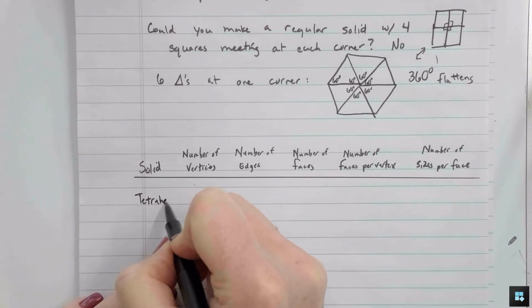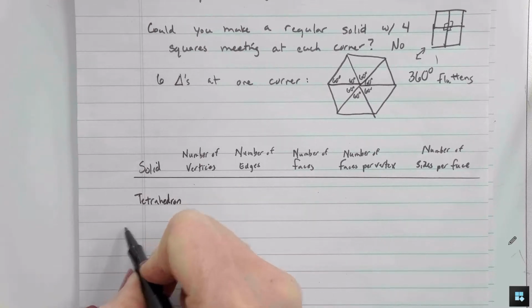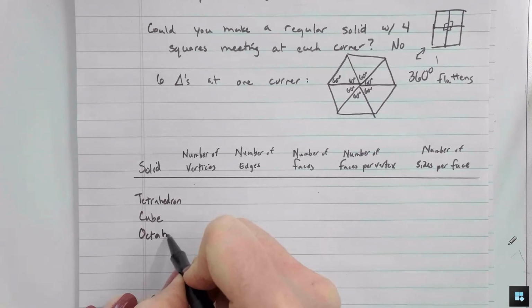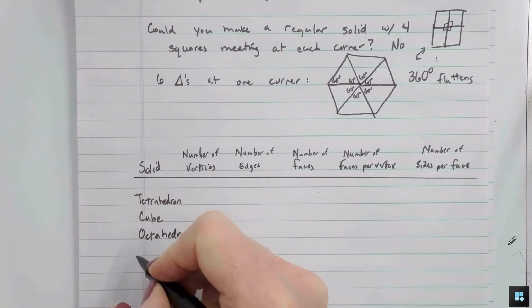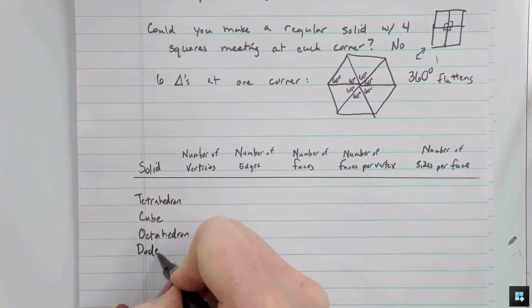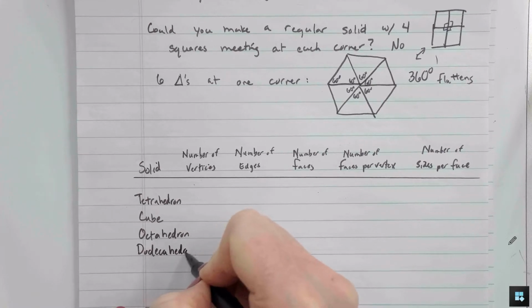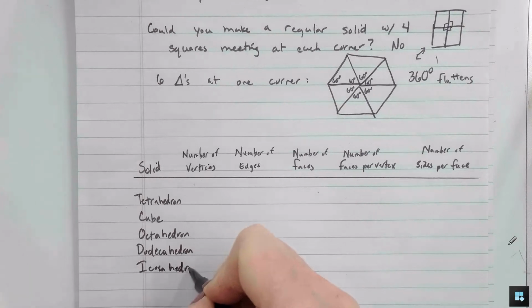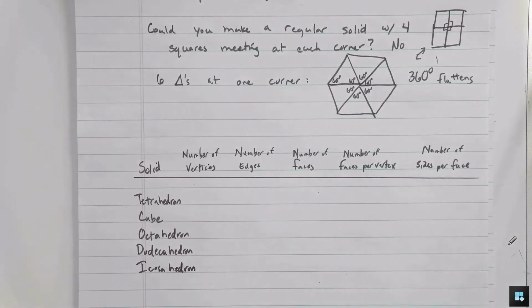So you have the tetrahedron, the cube, the octahedron, the dodecahedron, and the icosahedron. So once we have these all counted, we're going to write it all out in this table and look for patterns. Now, can you please take out your name tags, because I'm going to call on you for answering the questions on this table.